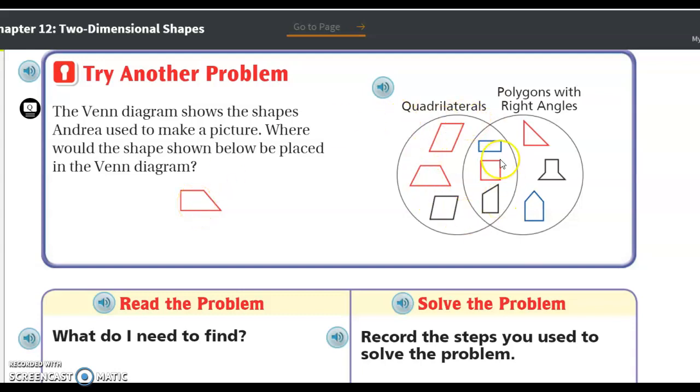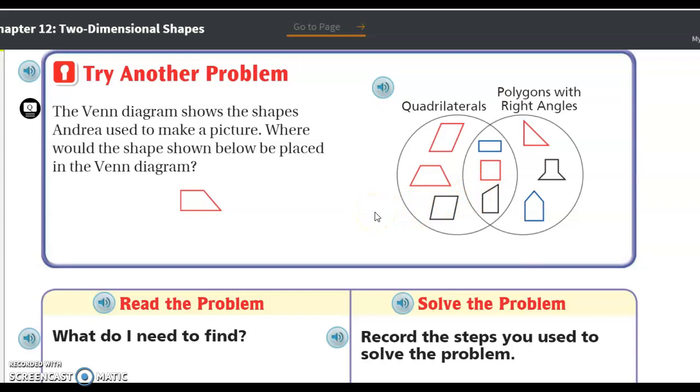So this big circle is quadrilaterals. Remember, quad means 4, lateral means side. Polygons with right angles means any shape in the world that has a right angle. And a right angle is any shape that is like the box, the L. These corners here and these corners here are all right angles. So we have to look closely at the kind of shape we have and figure out where it is going to go.